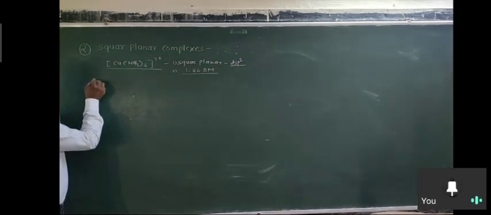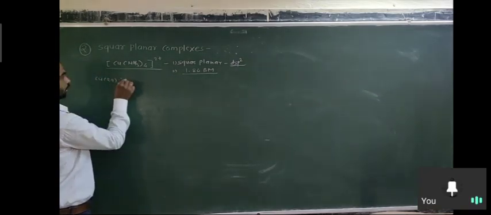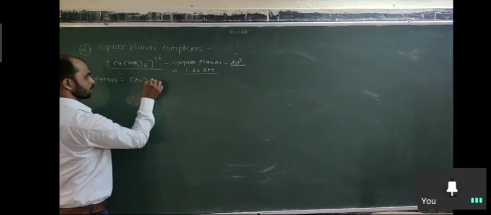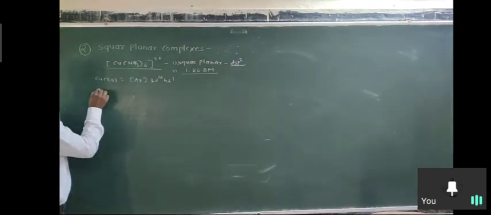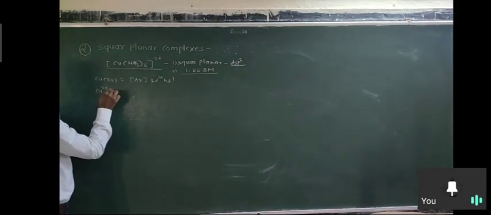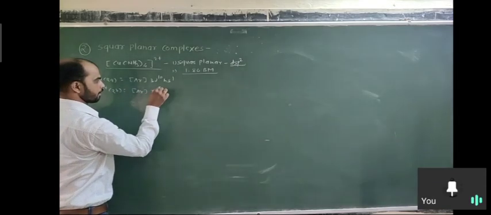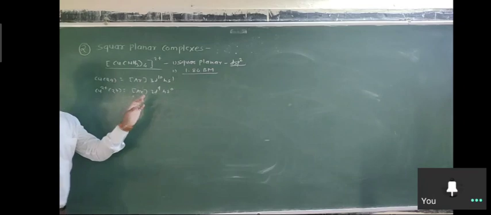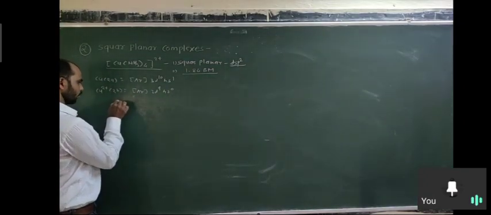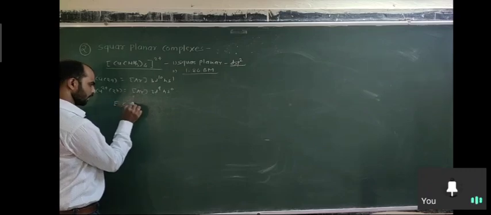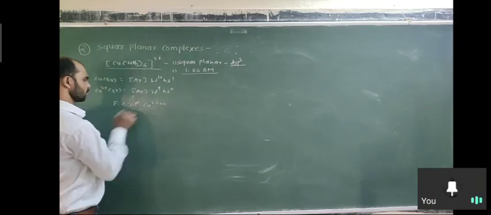So first of all, Cu has atomic number 29. So you can write Ar 3d10 4s1. Here the oxidation state is +2, that means 27 electrons. So Ar 3d9 4s0. It is very easy for you. So first, the electronic configuration of Cu2 plus in the ground state.